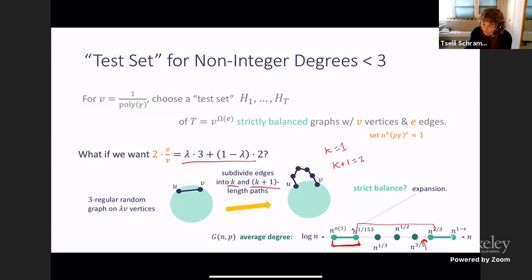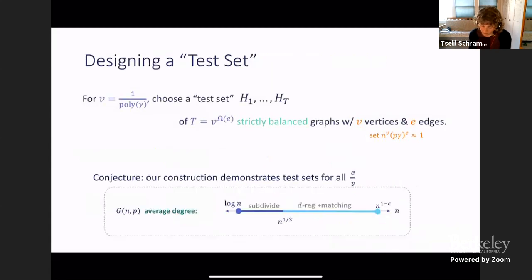Okay, and we're able to get it for the k that corresponds to n to the 1 over 153. Probably if we worked harder we could get that to go up further, and I actually sort of conjecture that this kind of construction should work in this whole range. But we didn't prove that for this result. Yeah, so I would conjecture that our construction would demonstrate test sets for all densities that you would need.